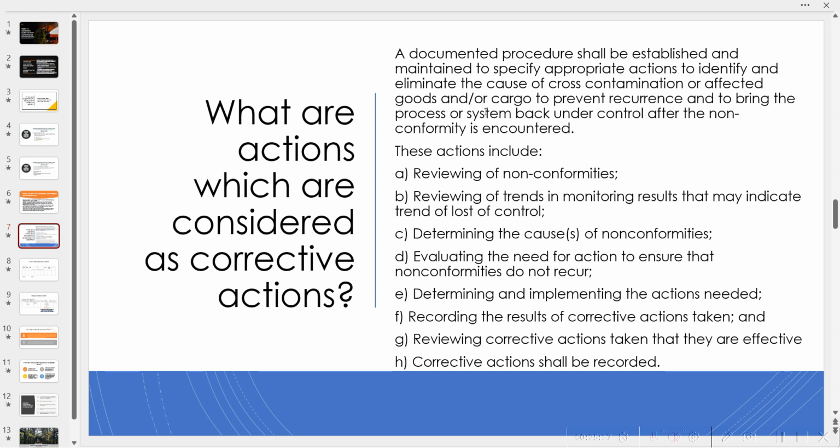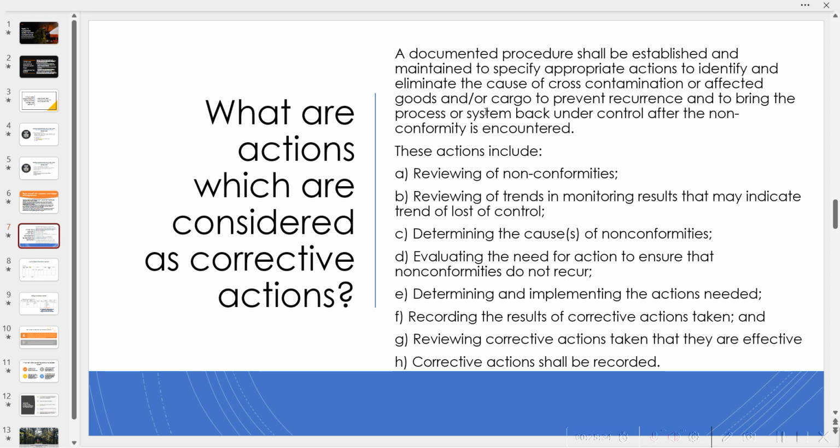All activity that you have decided for corrective action shall be recorded as well. Okay, that's compulsory. And then you need to review the corrective action taken to know whether it is effective or not. And then corrective action shall be recorded as well.